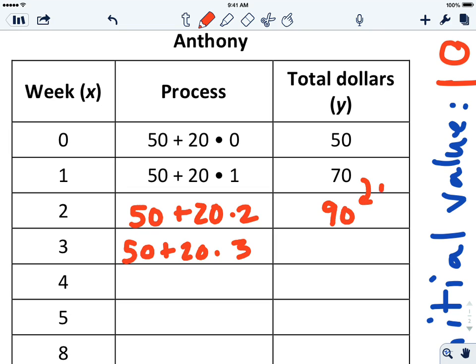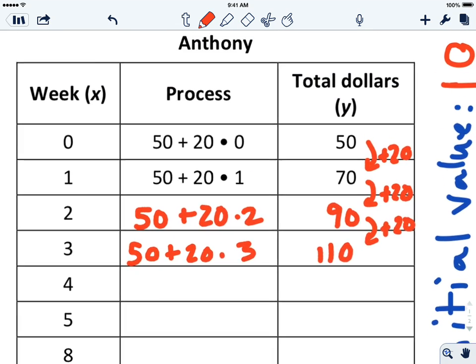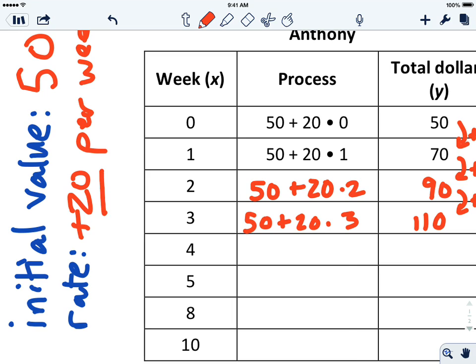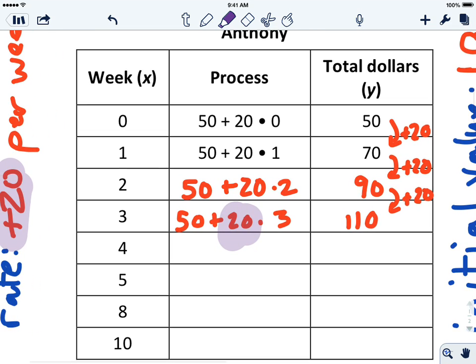I'm noticing a pattern here. I added 20, and they added 20 before, so I bet I'm going to add 20 again. 20 times 3 is 60, plus 50 is 110. And indeed, it was an add 20, so I'm noticing that that rate is coming into play now. It's both the multiplier and it is the rate at which this increases when x increases by 1. So that rate is showing up in a couple of different ways.